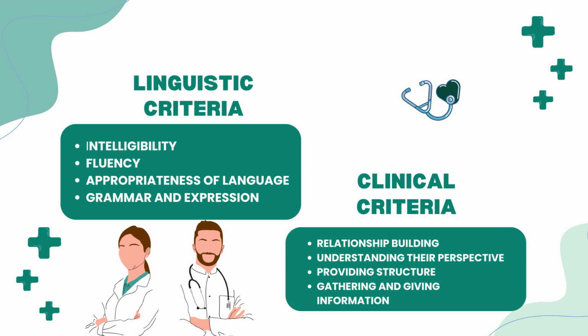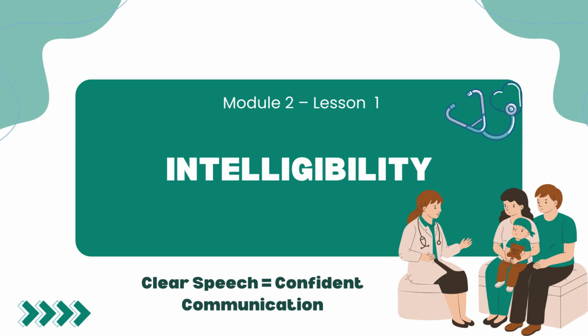Second, clinical communication criteria. This measures how you interact with your patient: relationship building, understanding their perspective, providing structure, gathering and giving information. Together, these show you can communicate professionally and effectively, exactly what's needed in real healthcare practice. In this lesson, we'll now focus on your first linguistic criterion, intelligibility, which means how easily others can understand you.